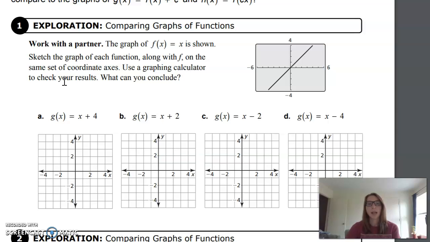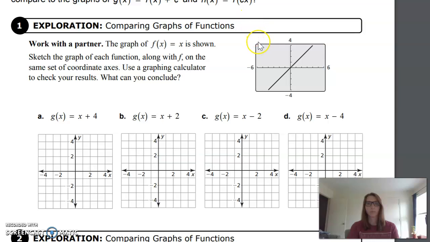So it asks us to sketch the graph of each function along with this parent function here. So you can go ahead and put that parent function in. It goes down and around for each one, a straight line, diagonal, positive slope through each equation. And I know I did not do a great job there, but that's just to show it.